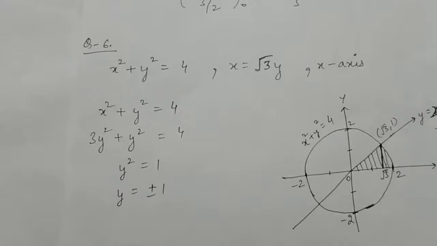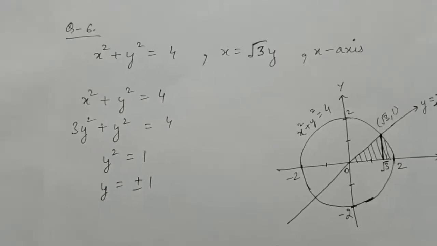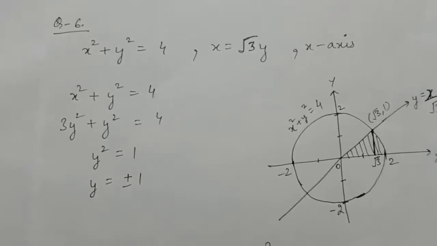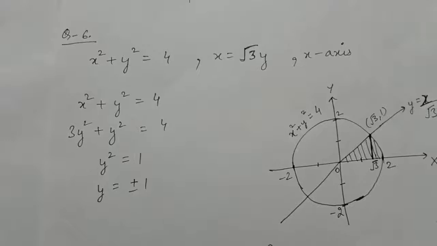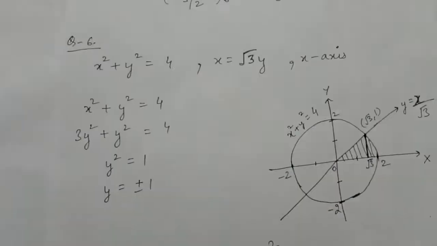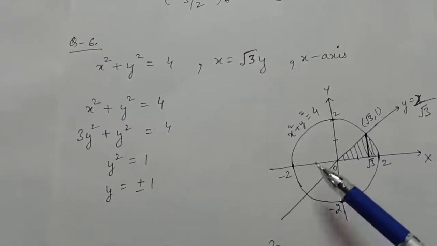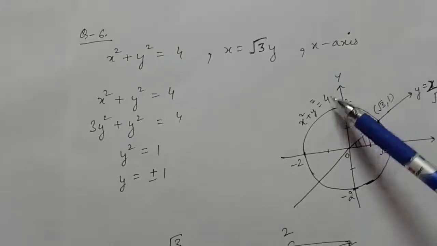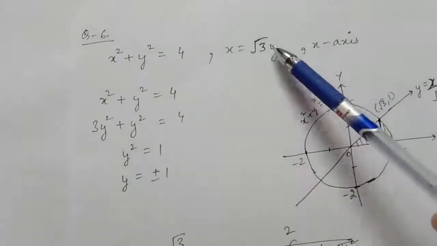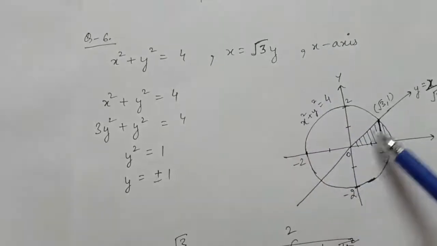Now the next question is question number 6 of exercise 8.1. You have to find the area bounded by the circle x square plus y square equal to 4 and the line x equal to root 3 y and the x-axis. So first of all, you have to draw the graph. This is the graph of the circle x square plus y square equal to 4. Take the points to draw the graph of this line x equal to root 3 y.